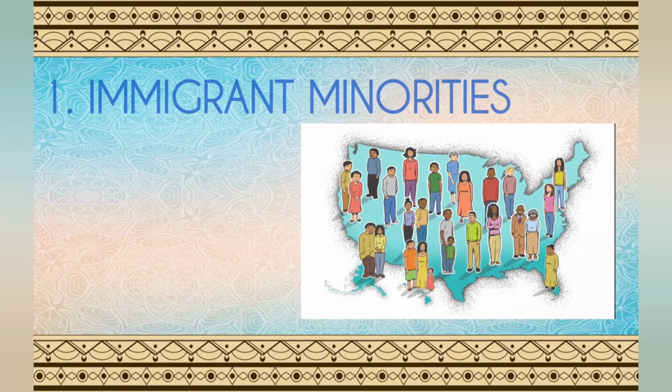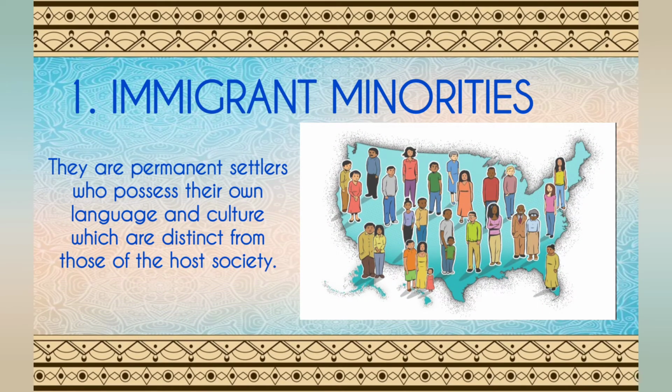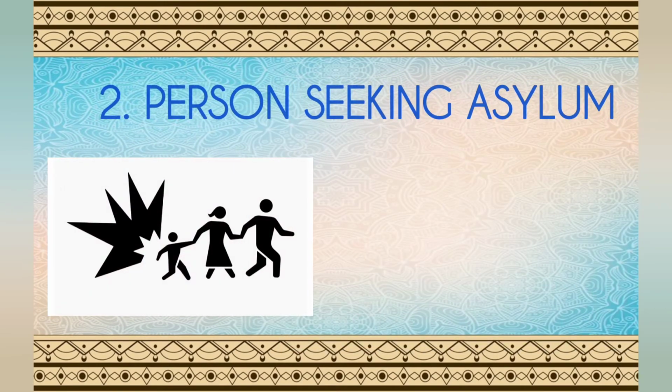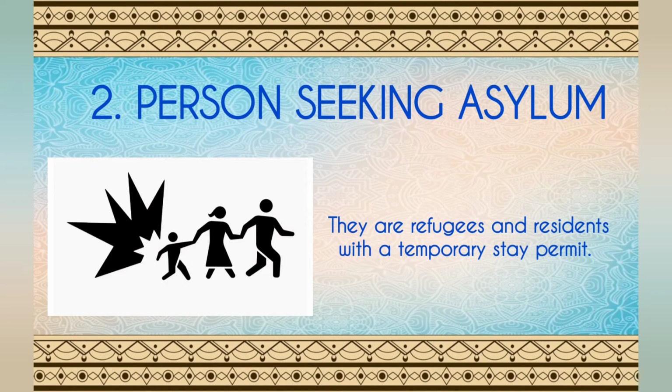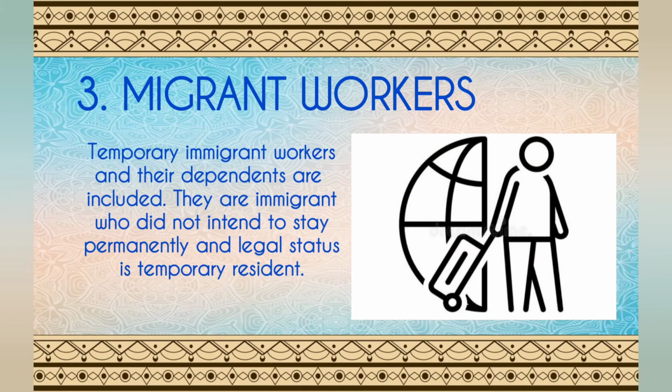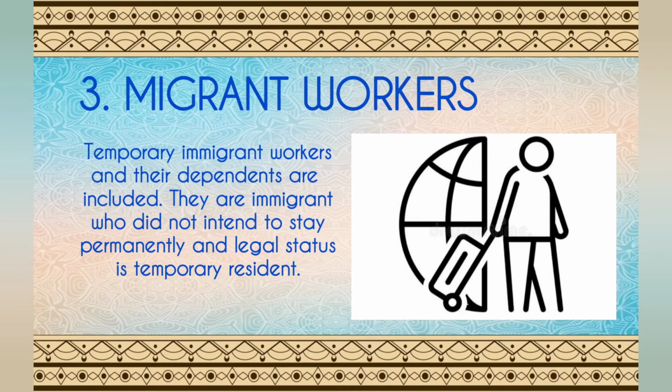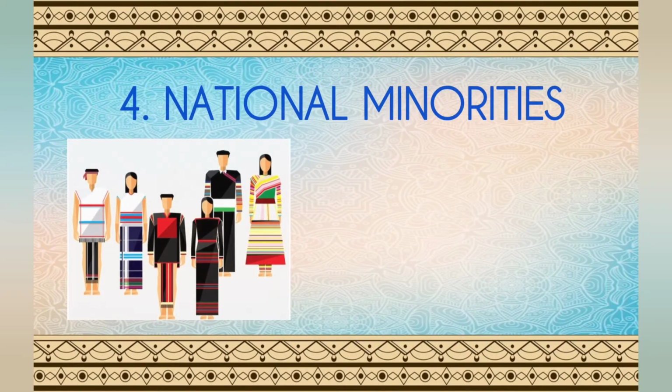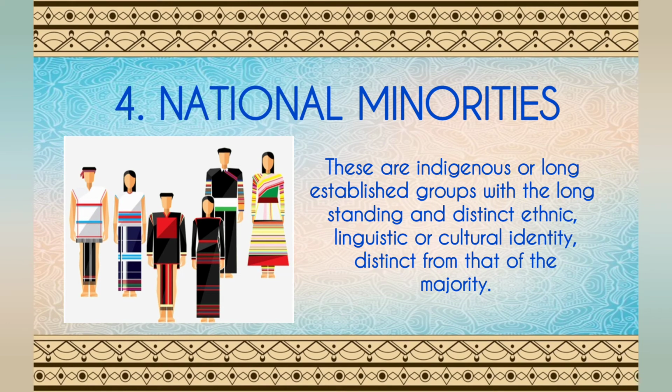First, immigrant minorities. They are permanent settlers who possess their own language and culture, which are distinct from those of the host society. Second, persons seeking asylum. They are refugees and residents with a temporary stay permit. Third, migrant workers. Temporary immigrant workers and their dependents are included. They are immigrants who do not intend to stay permanently, and their legal status is that of temporary resident. Fourth, national minorities. These are indigenous or long-established groups with a long-standing and distinct ethnic, linguistic, or cultural identity, distinct from that of the majority.